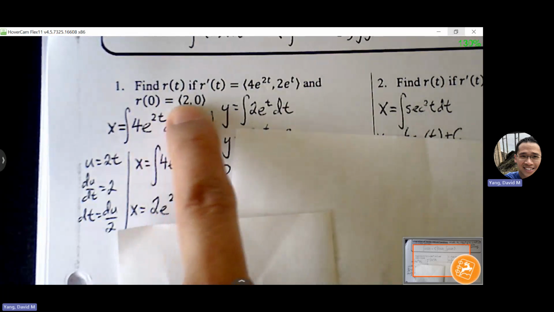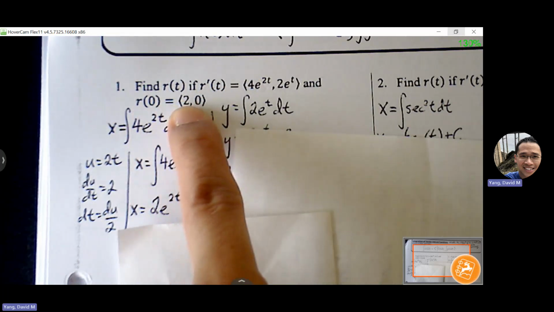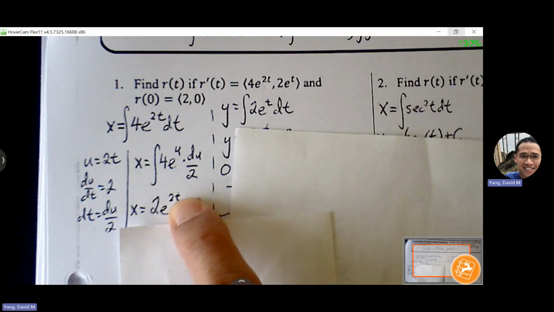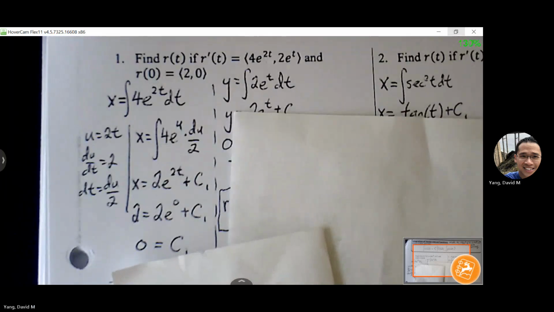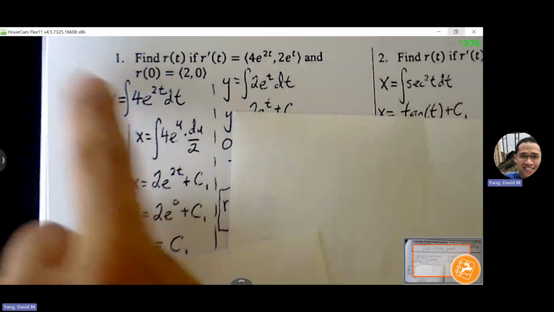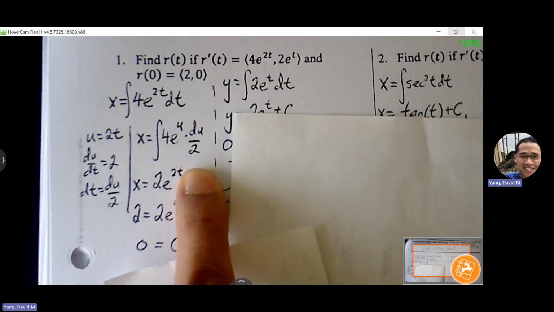So I know that r of 0 is equal to (2, 0). 0 represents time, and 2 is my x value. I want to use those to help me solve for c. So replace x with 2 and replace t with 0, and then solve. So 2 is equal to 2e to the 0 plus c sub 1. e to the 0 is 1, 1 times 2 is 2, 2 minus 2 is 0. So my c is 0. My integral will just be 2e to the 2t plus 0, or I can just drop that plus c.